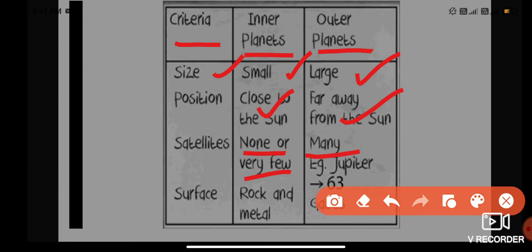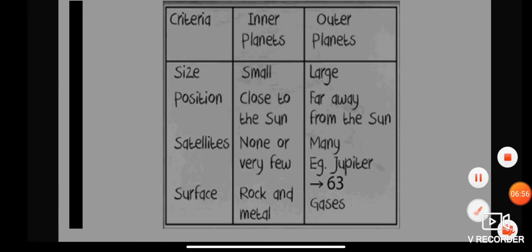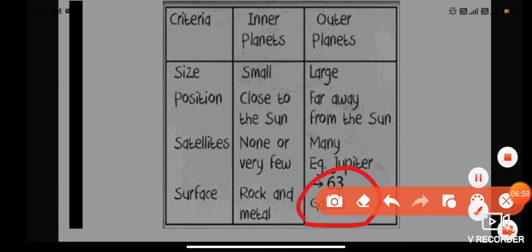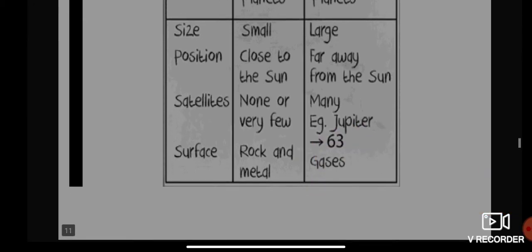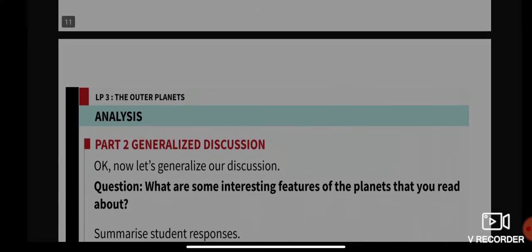Suppose like Jupiter, it has 63 moons. Surface: the inner planets are made of rock and metal, whereas the outer planets are made of gas. Okay, so those are the differences you'll find between the two groups of planets, the inner and the outer.